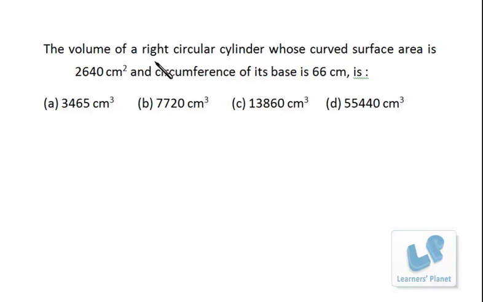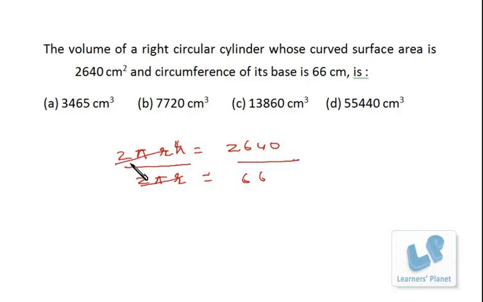Now, the volume of a right circular cylinder whose curved surface area is 2640 centimeter square and circumference of its base is 66. Now friends, what is the curved surface area? That is 2 pi r h, as I have already explained in the basic sessions. So 2 pi r h is 2640, and circumference of the base, that means circumference of the circular portion, is 2 pi r. So 2 pi r is 66. We can get the value of h if we divide this expression by this expression.